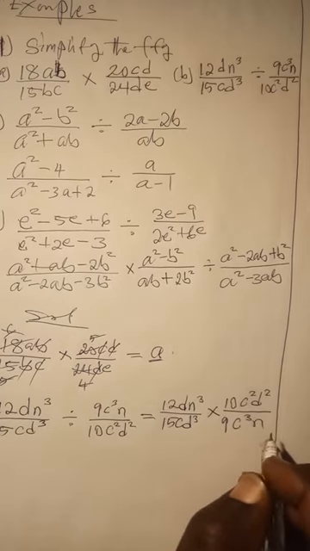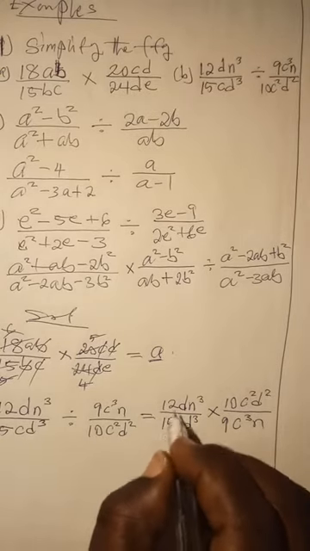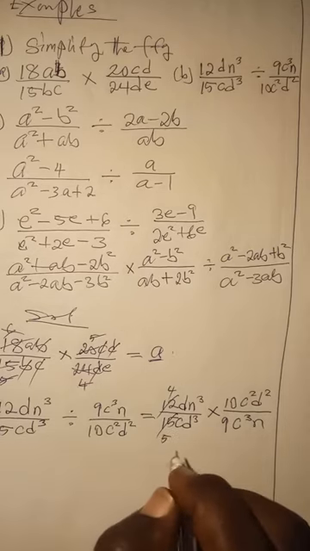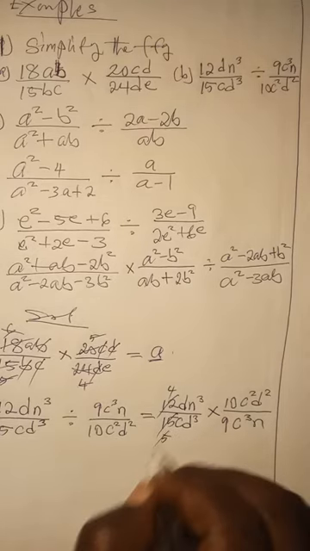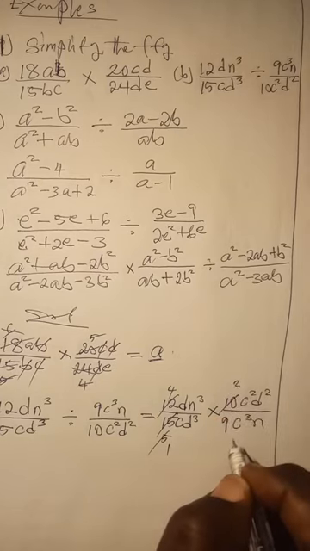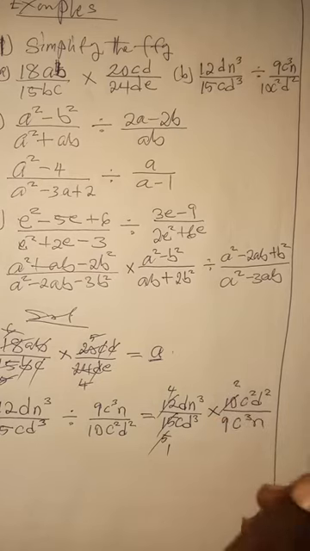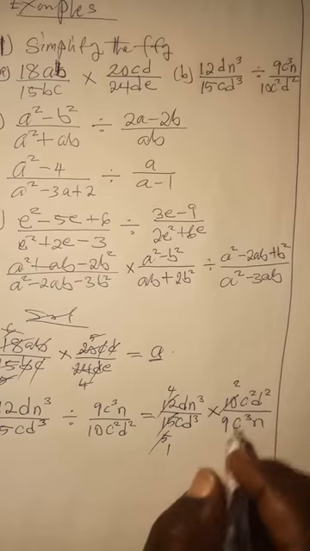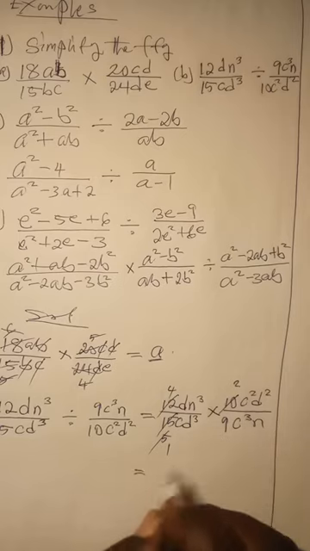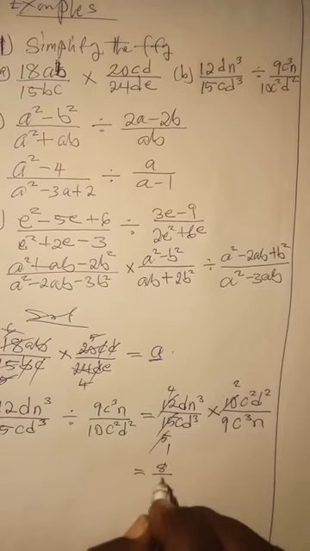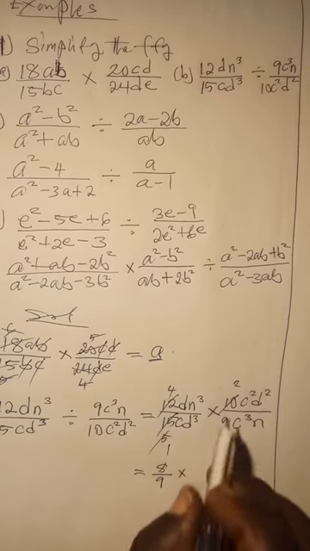Now I look out for what can cancel out. Between this and this, 3 can go: 3 here gives 4, 3 in here gives 5. Between this and this, 5 can go: 5 in here gives 1, 5 in here gives 2. I think that's all, because nothing can go again. So I have 8 over 9 now. Okay, let's move on.